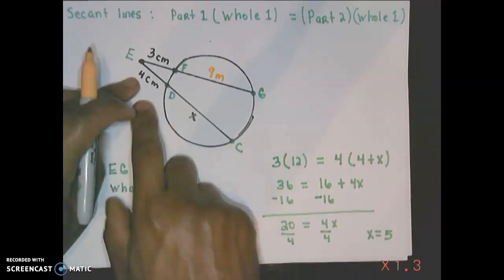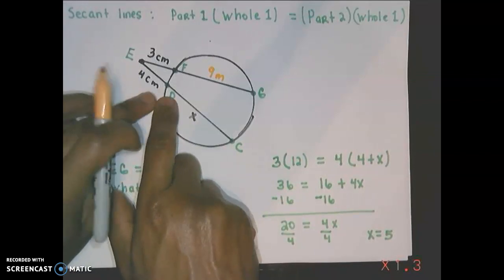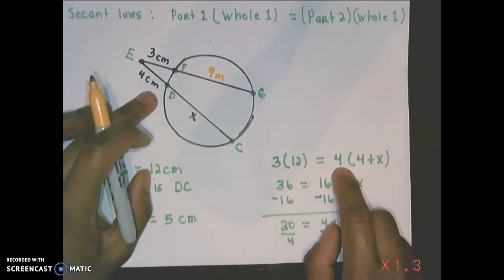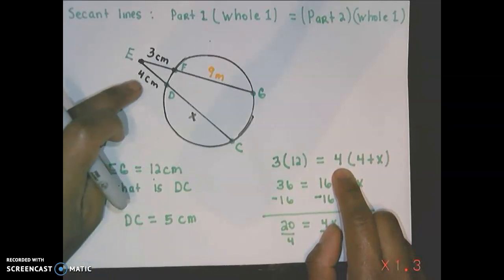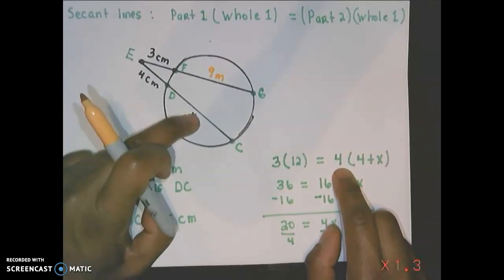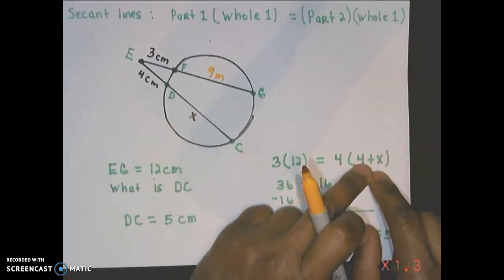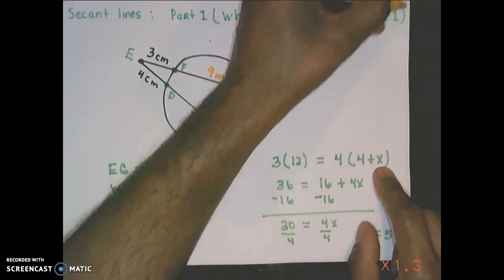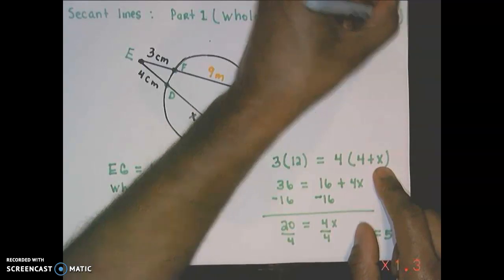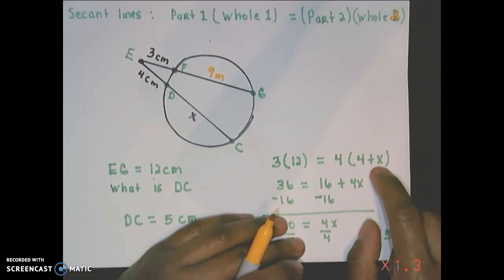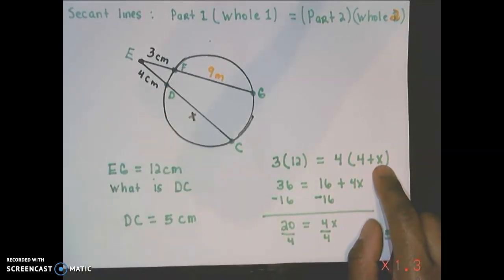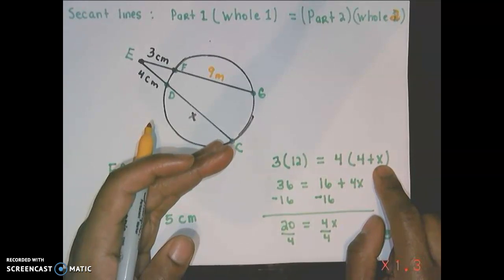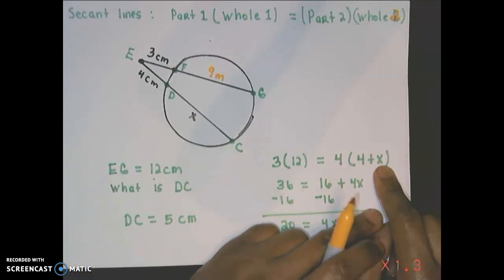Now let's go down here. My part 2 is going to be 4 centimeters. So that's why I got my 4 here. But to get my whole, I'm going to have to do 4 plus X. So that should be a 2 here, I'm sorry. My whole part for my whole 2 should be 4 plus X. And so now we have a simple equation that we can go ahead and solve for X.